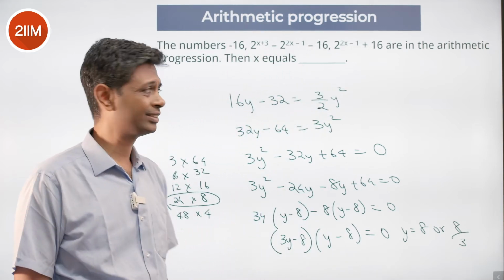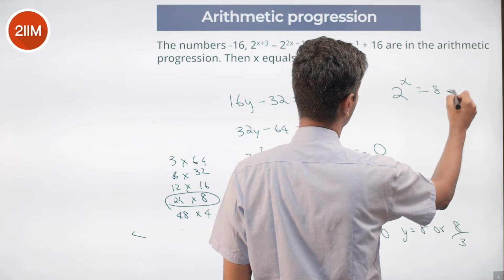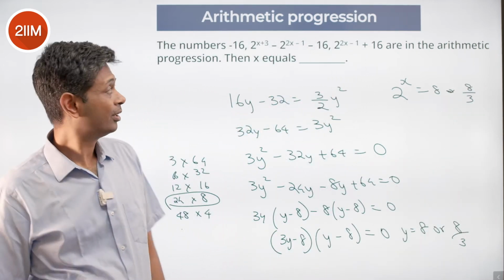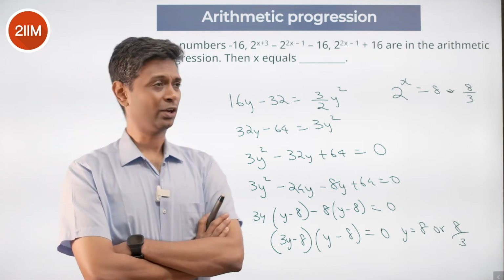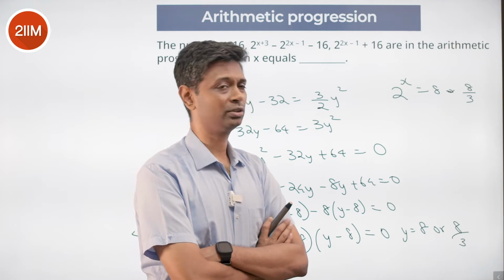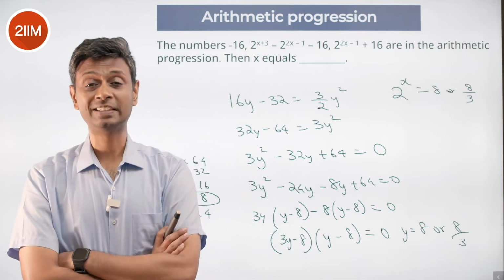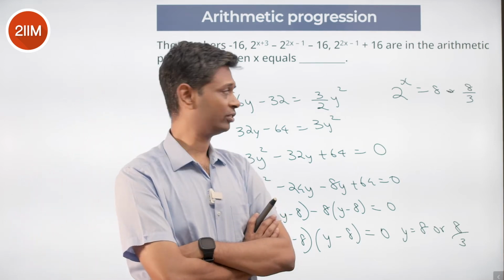Y is 2 power x. So we know that 2 power x is equal to 8 or 8 by 3. There are two possible values. Both should work. But they've asked us, they're saying x equal to what? I can obviously not say x is such that 2 power x is 8 by 3. X is such that 2 power x is 8. That gives us x equal to 3. 3 works. We are through. 2 cube is 8. X is 3.